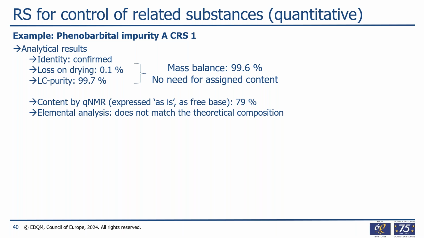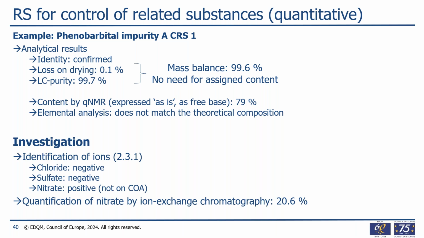However, when we received the quantitative NMR result expressed as the free base, we obtained a value of only 79%. And also the elemental analysis did not match the theoretical composition. So we launched an investigation and tested the presence of a couple of ions according to chapter 2.3.1 of the Pharmacopoeia, and eventually found that there was nitrate present, which was not stated on the certificate of analysis.